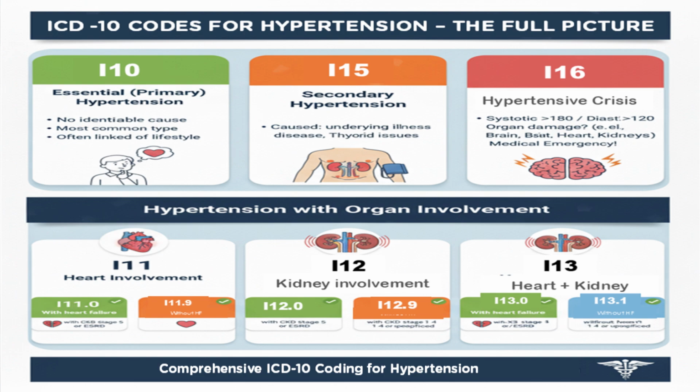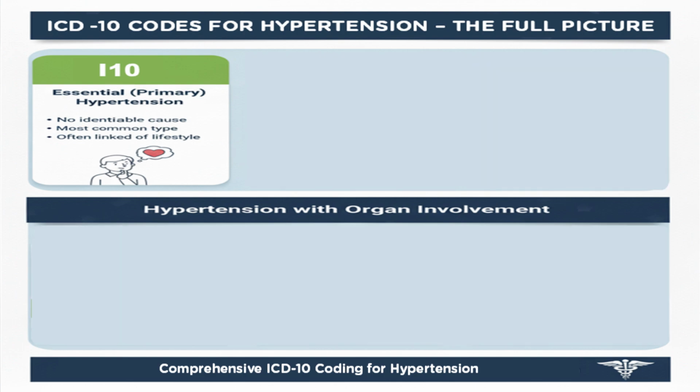Hypertension, or high blood pressure, is one of the most commonly coded conditions in ICD-10. But do you know how to choose the right code? From simple hypertension to complex cases involving the heart or kidneys, let's decode hypertension step by step. First, we have I10, essential or primary hypertension. This is when there's no identifiable cause. It's the most common type, often linked with lifestyle, stress, or genetics. For example, if a patient has high BP with no secondary cause, you simply assign I10.